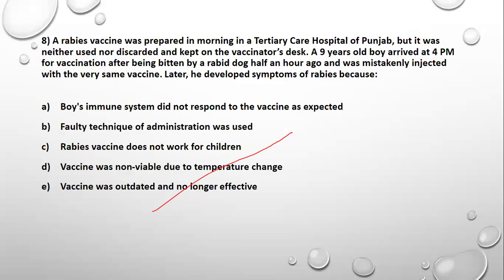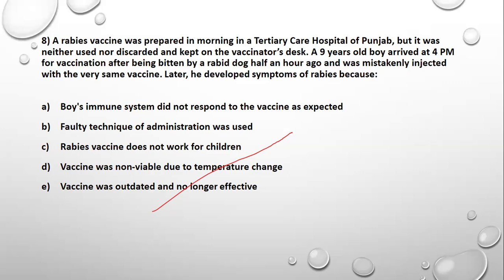A rabies vaccine was prepared in morning in a tertiary care hospital of Punjab, but it was neither used nor discarded and kept on the vaccinator's desk. A 9-year-old boy arrived at 4 p.m. for vaccination after being bitten by a rabid dog half an hour ago and was mistakenly injected with this very same vaccine. Later, he developed symptoms of rabies because A, boy's immune system did not respond to the vaccine as expected.